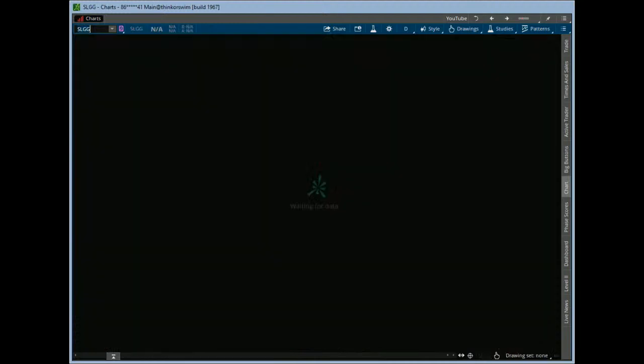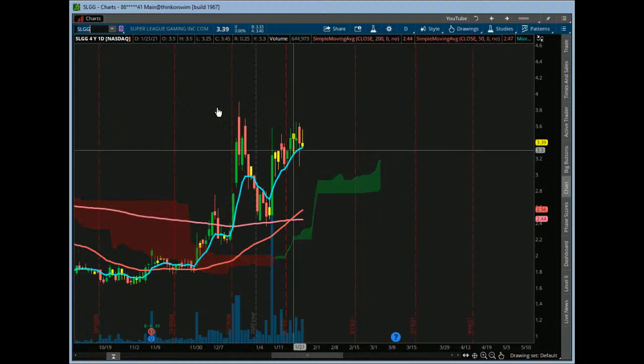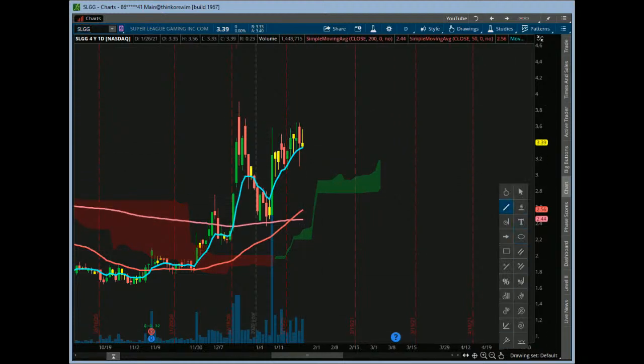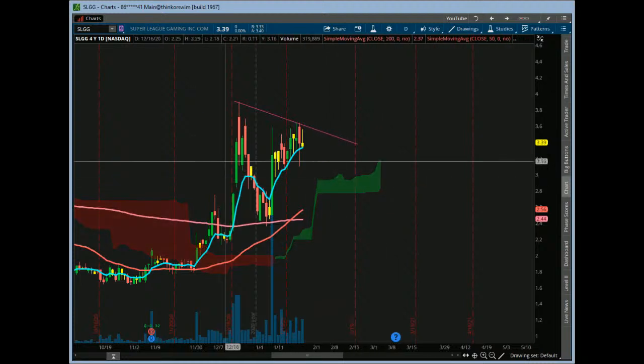And then SLGG, let's take a look. SLGG, Super League Gaming, I love it. So inside day today on this one as well. Just keep an eye on the geometric levels. Again, a little penny name, but see if we can break out above those levels there. So good stuff.